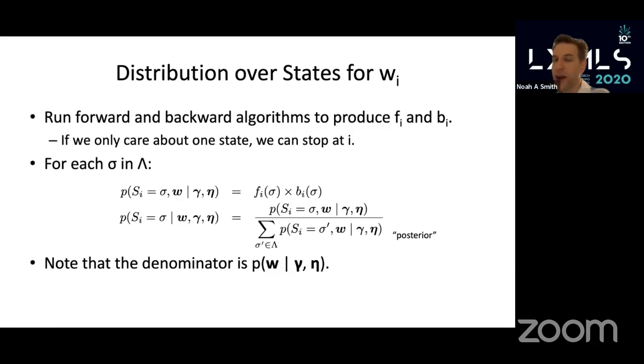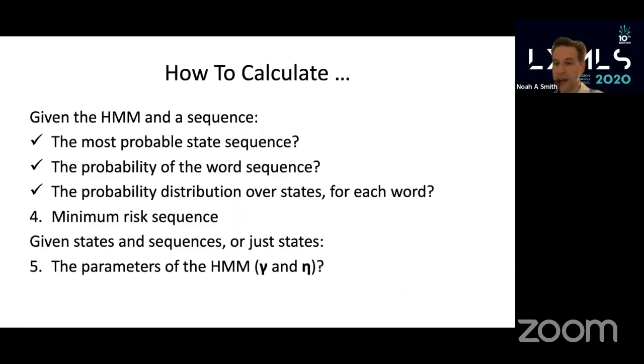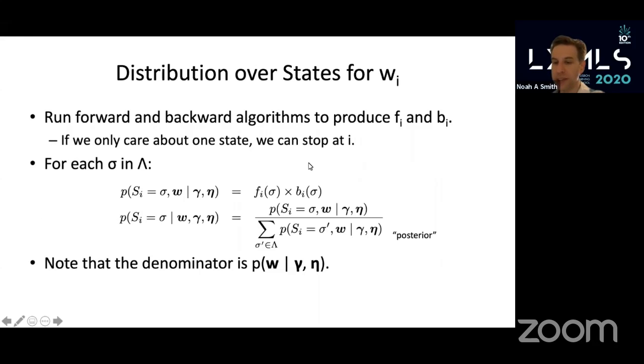This gives us another way to calculate the total probability of the sequence, if you work through this carefully: pick a position I, run the forward algorithm and the backward algorithm both up to position I, and then take an inner product of those vectors. It's kind of fascinating how many different ways there are to calculate the probability of the words given the model.